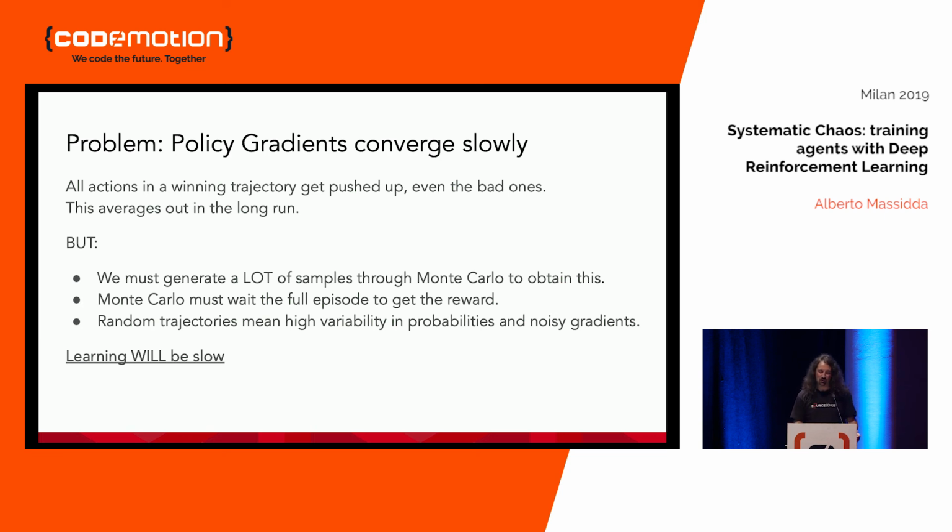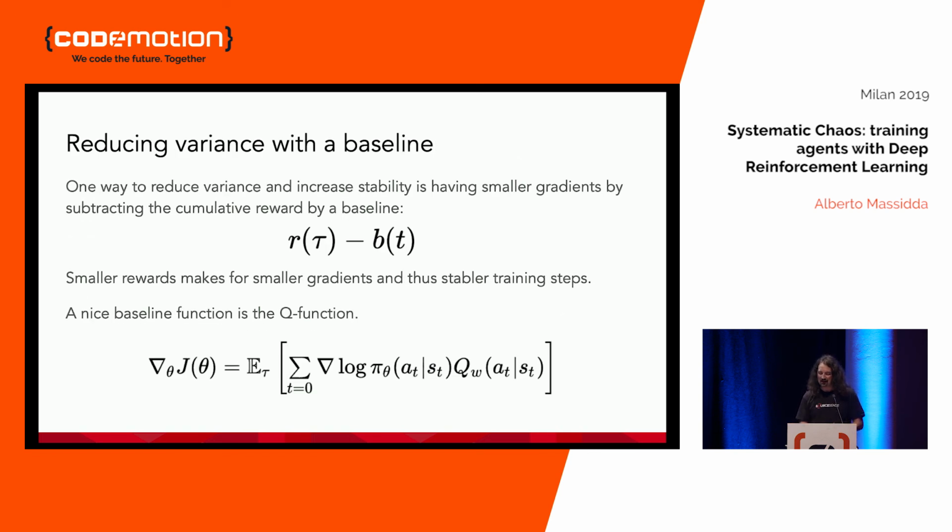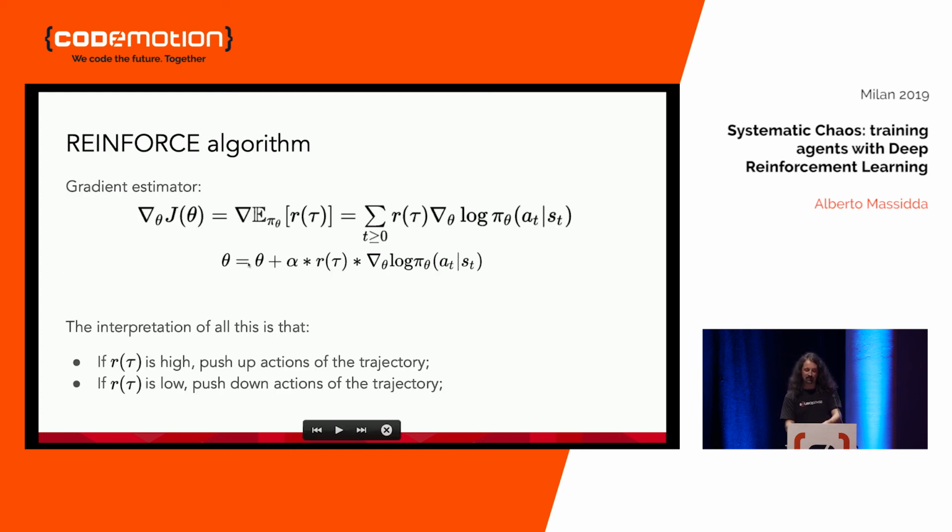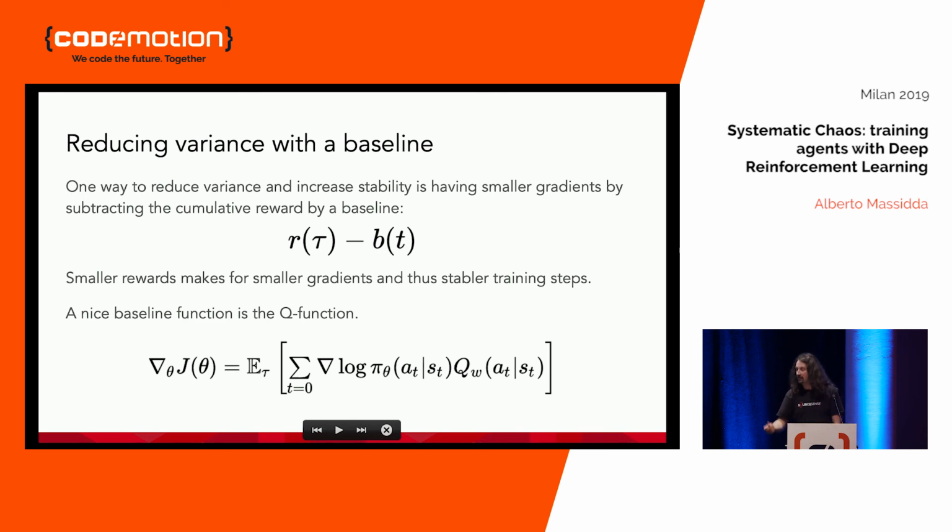And as if that wasn't enough, the random trajectories mean that you have a high variability between the rewards. And this means a high variance in the probabilities. And this leads to noisy gradient updates. And this slows down your training, so the learning will be really slow. A way to reduce the variance is with a baseline, by having smaller gradient updates. How? Subtracting a baseline from the cumulative reward that you get in every trajectory. So you subtract a fixed baseline from all the actions. And this is because if you have a smaller reward, because the reward is part of the gradient update rule here, you will have a smaller gradient update. Smaller gradient updates make for smaller training steps. And this leads to better and more stable training, actually.